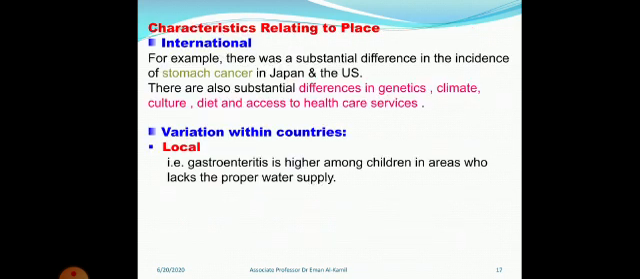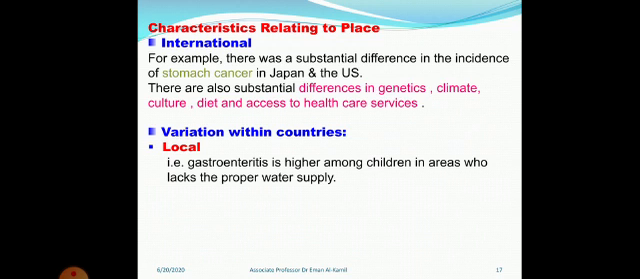The characteristics relating to place include international occurrence of the disease. There are certain diseases that have international distribution, or there are international differences in the occurrence of the disease. For example, there are substantial differences in the incidence of stomach cancer in Japan and in the USA. This difference may be due to genetic factors, climate, culture, diet, and access to healthcare services.